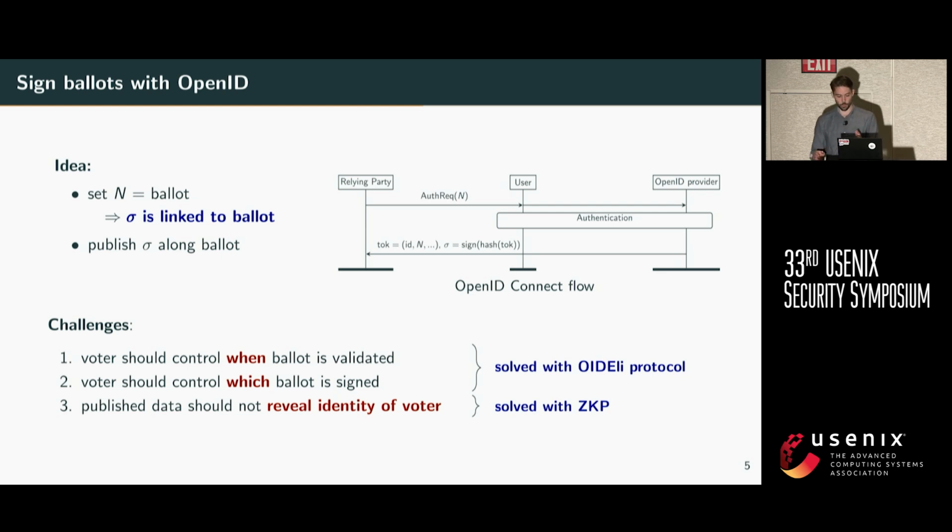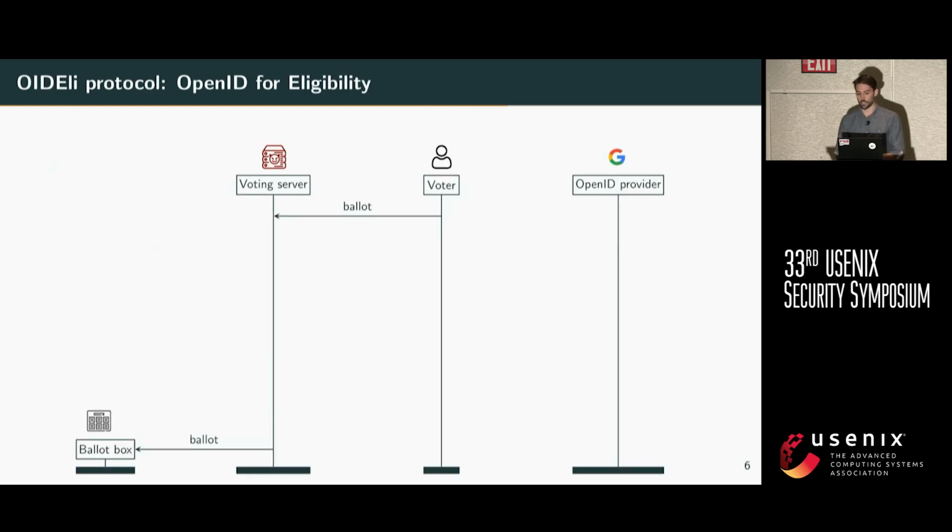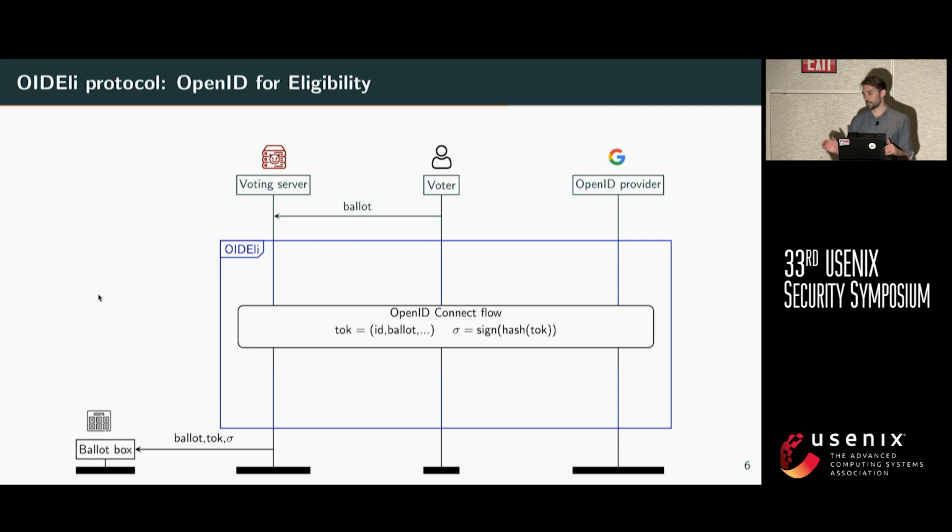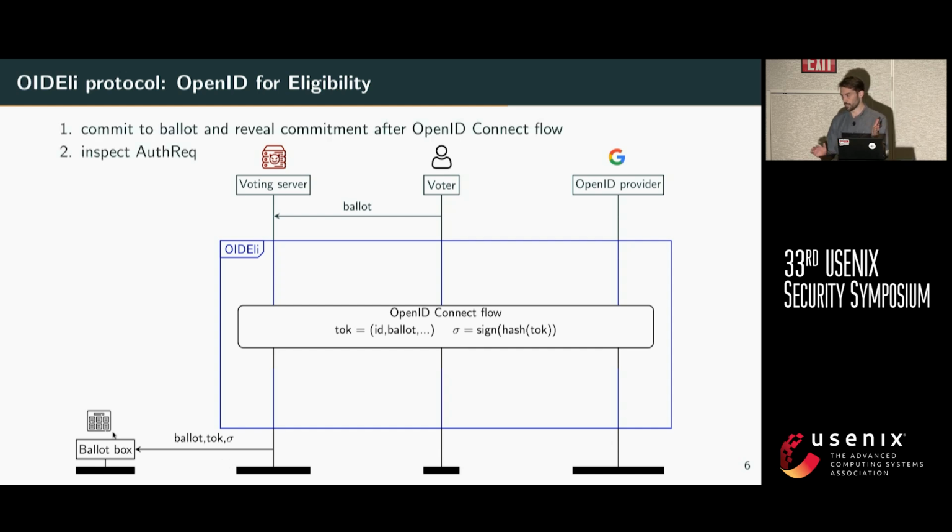To fix those points, we designed a protocol that we call ZOIDELI, which stands for OpenID for Eligibility. It's an extension of an existing and generic voting protocol. The only assumption we make is that the voter at some point sends a ballot to the voting server, and later this ballot is going to be forwarded to the ballot box. In between, we add an OpenID Connect authentication flow and use the token and the signature as evidence on the ballot box. To solve the issues I mentioned before, we're going to add some messages around the OpenID flow and tweak a bit the OpenID flow.